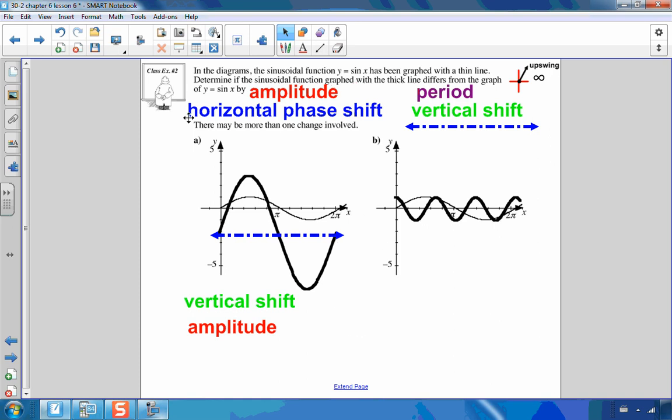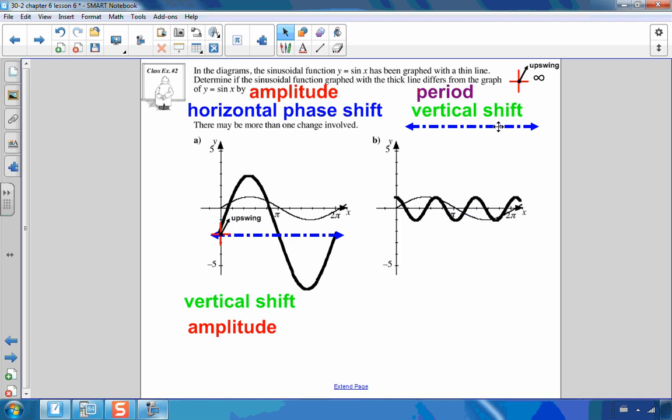The last thing I want to check is, has there been a horizontal phase shift? So look at the starting point, midline and y-axis. It should start right there on an upswing. And it does, so there's been no horizontal phase shift. Okay, looking at the next example.